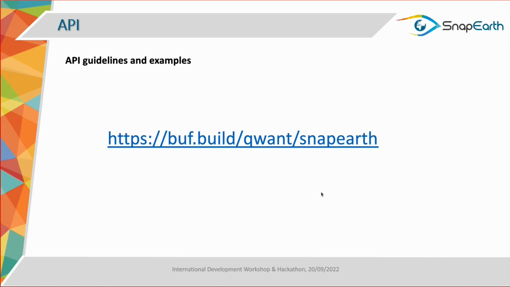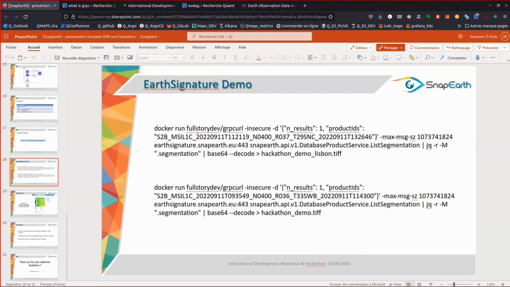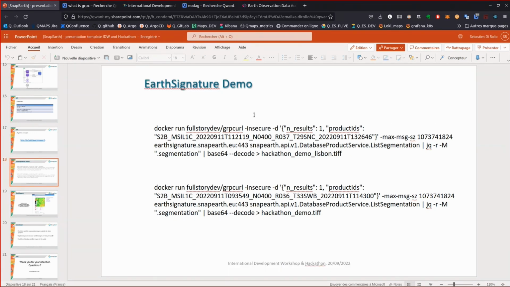All the guidelines and examples are on the following links. There are basically instructions for Windows users and also for Linux and Mac users. I am on Linux, so it's a little bit easier on Linux, but on Windows it also works. There are several steps to follow, but once done it should be working. So I will show you a little demo of EarthSignature.